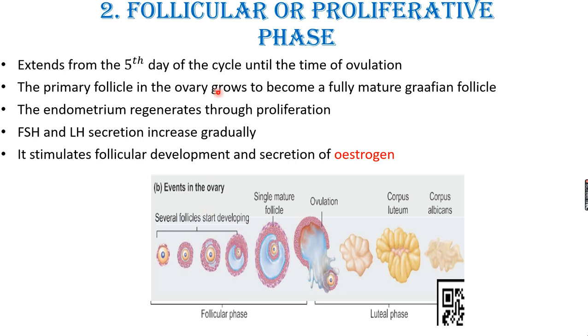Now the second phase, the follicular or proliferative phase, extends from the 5th day to the 14th day. Here the follicle cells present in the cortex of the ovary start their development: primary follicle, secondary follicle, tertiary follicle, and mature Graafian follicle. For that, two important hormones are needed: follicle stimulating hormone and luteinizing hormone, whose secretion increases. That's why it is called the follicular phase. Follicle stimulating hormone stimulates follicular development and secretion of estrogen occurs. From the 5th to the 14th day, before ovulation, it is called the follicular phase.